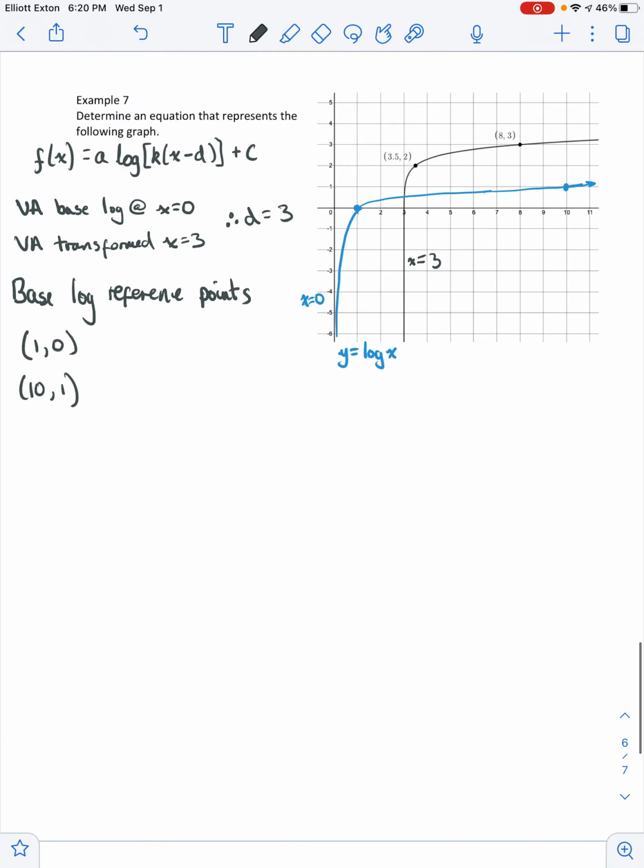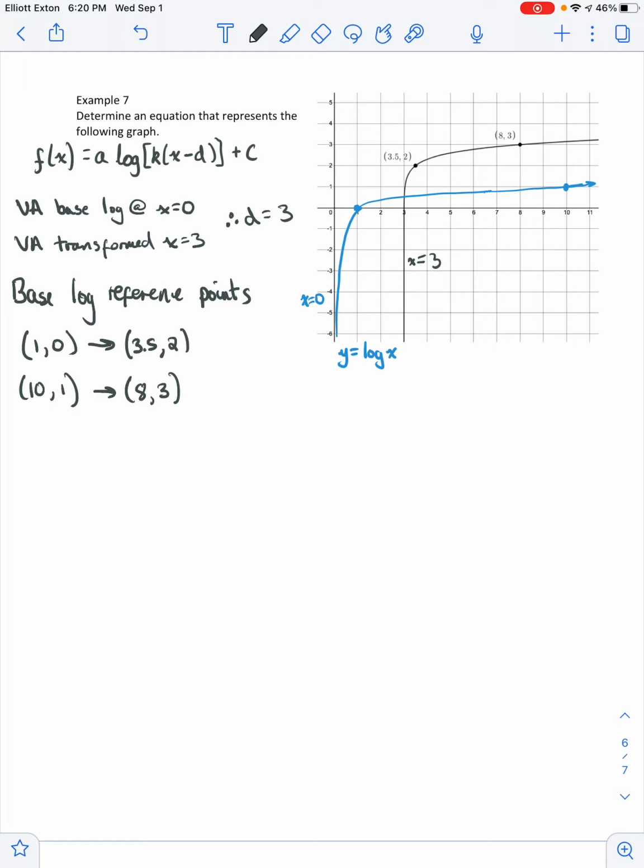So where have those points gone in our transformed graph? We can see here our point 1, 0 has gone to 3.5, 2. That key point is halfway through the curve. And the next one, our point 10, 1, has moved to 8.3. In a question such as this, those points are going to be labeled to help you find them.